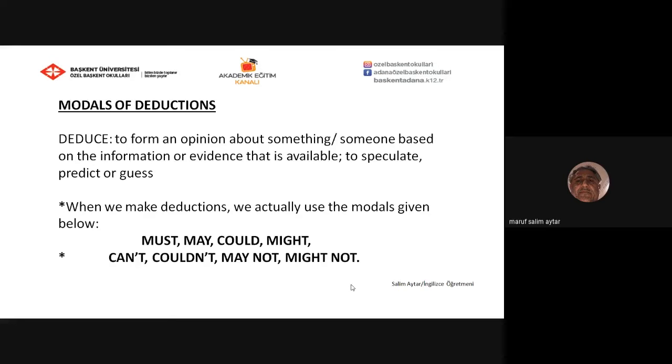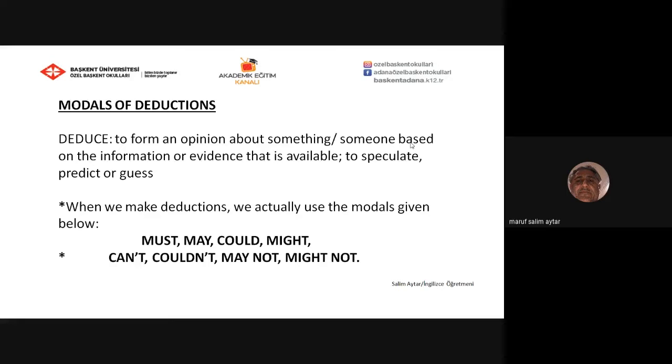First, let's have a look at the definition of the verb deduce. When you deduce something, that's what you do actually. You form an opinion about something or someone based on the information or evidence that is available. In other words, it means to speculate, predict, or guess.